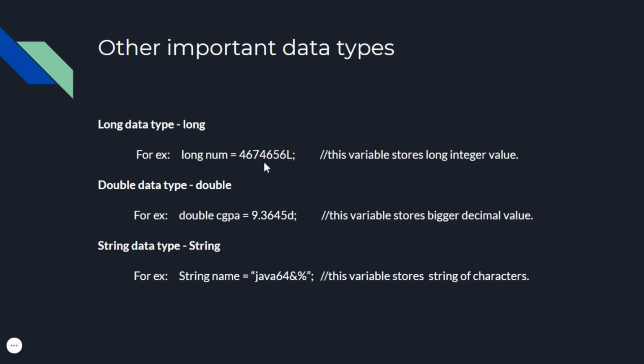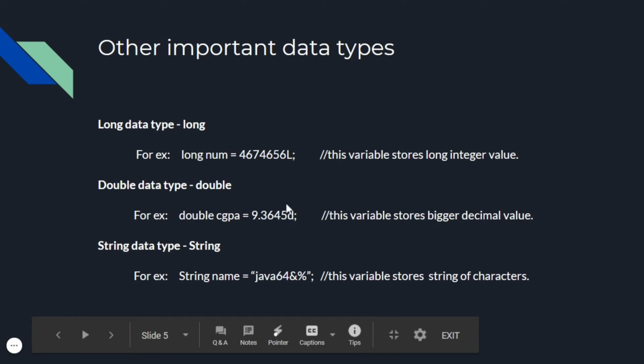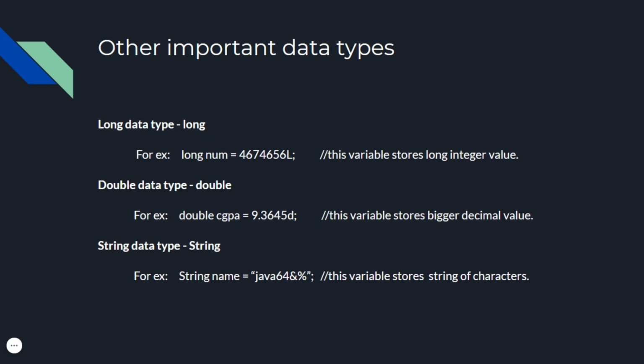If your program doesn't work, then give the L, because I have said that you have an option to use L. So if your program doesn't run without the L, then give it. That's it. The same goes for double. It's not a compulsion to use D, but if your program is not running, then use the D. But for float, you should always use the F.